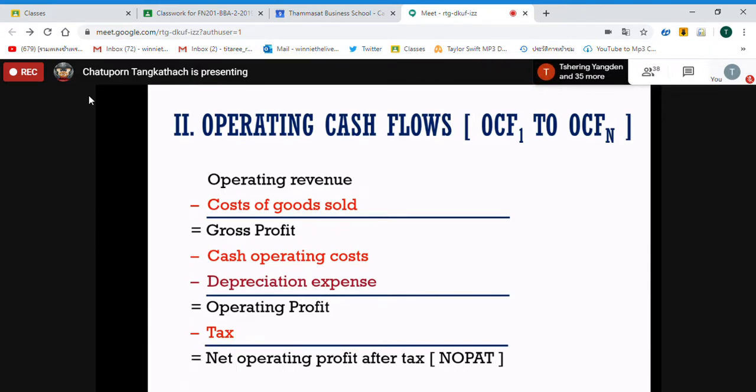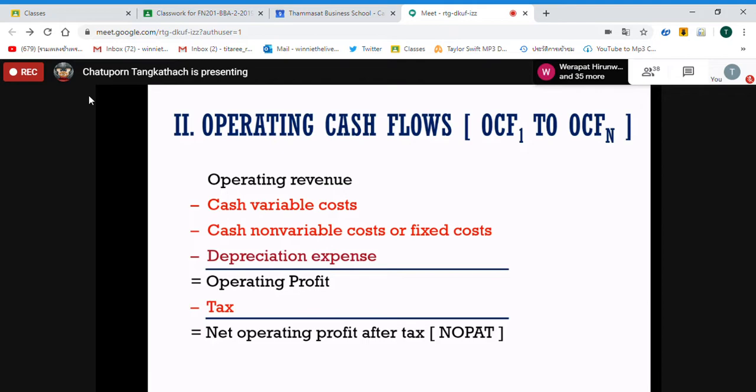For operating cash flow, we calculate by first borrowing up to this row, the pattern from the income statement, starting from revenue minus cost, when you reallocate to variable cost and non-variable cost, so you go down to operating profit, equivalent to EBIT in your accounting book. And after that, we deduct tax immediately to come up with what we call NOPAT.